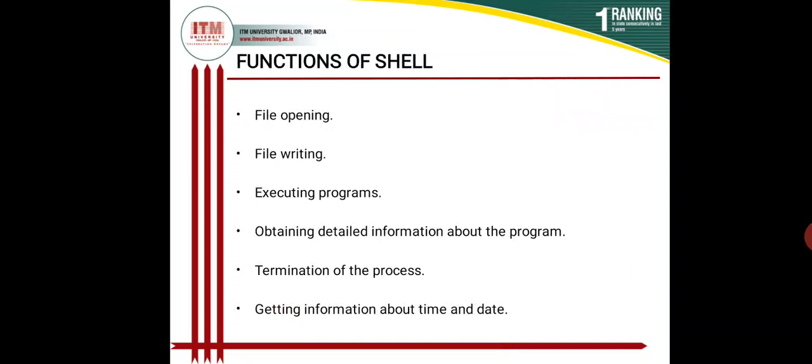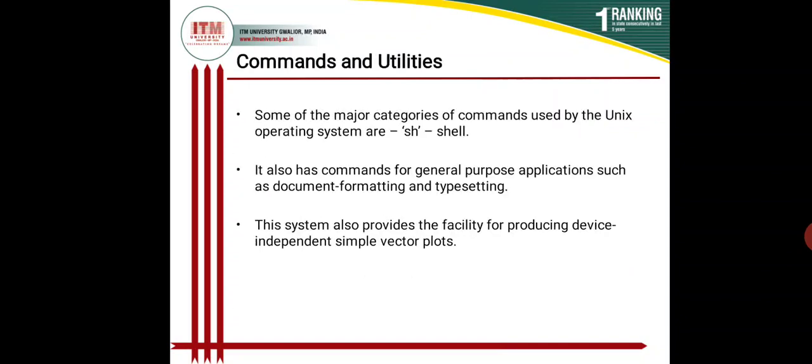One more thing: there are different types of shells, like the Bourne shell, the C shell, the Korn shell, and the bash shell. These are the types of shells that are used in the Unix operating system. Now the next is the commands and the utilities.